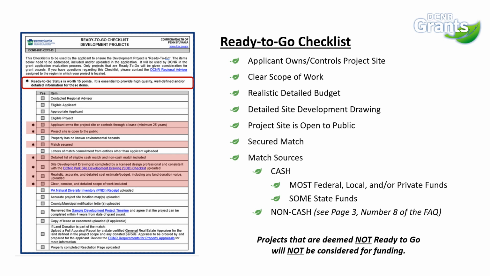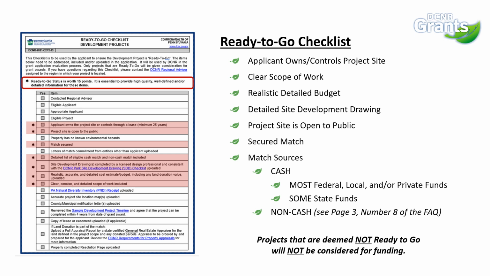The next three ready-to-go items listed, scope of work, budget, and site development drawing, must be closely connected as you build your grant application. We'll be discussing each of these ready-to-go items in greater detail in subsequent slides to emphasize the importance of maintaining consistency between these items. Project site must be open to the public. DCNR grant funds are generated from statewide funding sources. All park facilities developed using these funds must be open to the public.